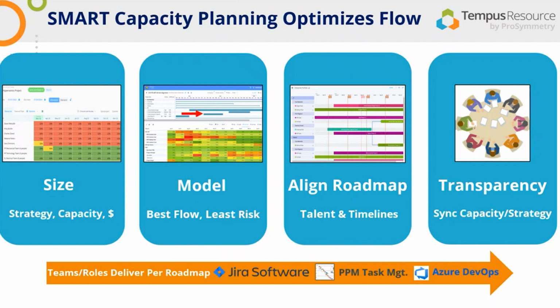The process basically looks like this. SMART is an acronym, stands for sizing your work, modeling your work, which we're going to be talking about today. And then once you get the ideal sequence of work, you've optimized the flow for the least amount of risk, then you get approval for that. You align your production roadmap with your model, and you do that continuously in a transparent sort of a way. You're constantly syncing capacity and financials to your business strategy. All the while, your teams and projects are down here executing.